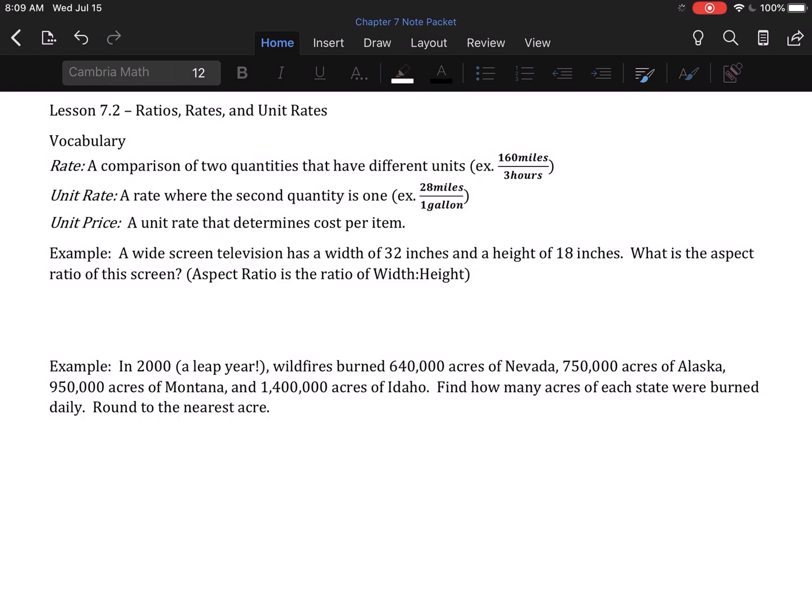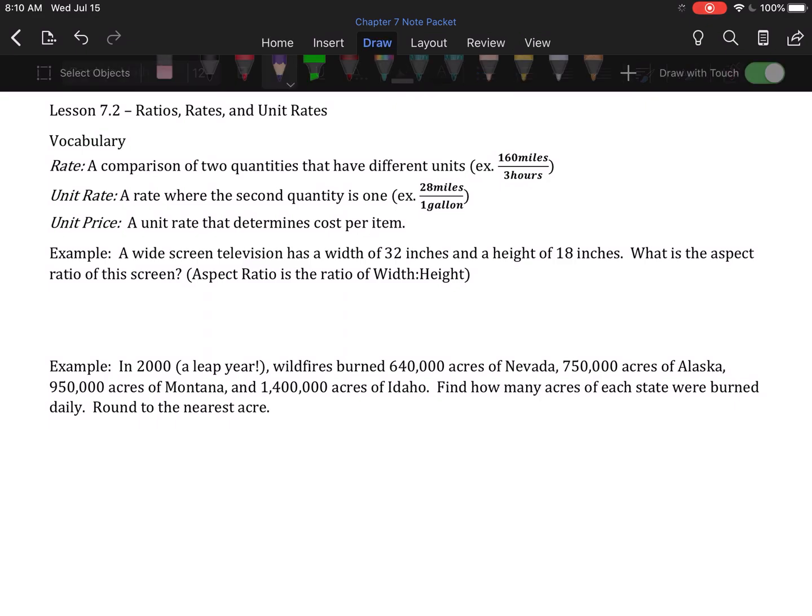So first example, a widescreen television has a width of 32 inches and a height of 18 inches. What is the aspect ratio of the screen? An aspect ratio is width to height, which means width goes on top and height goes on the bottom. So width goes on top, that's 32 inches. Height goes on bottom, that's 18 inches.